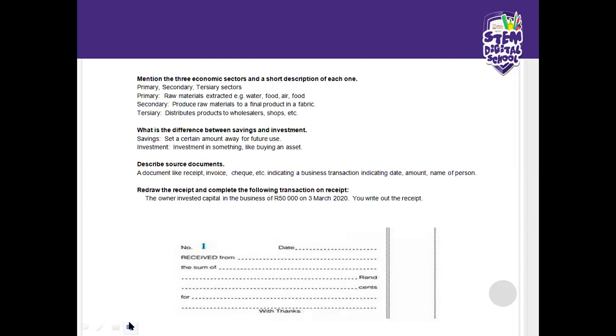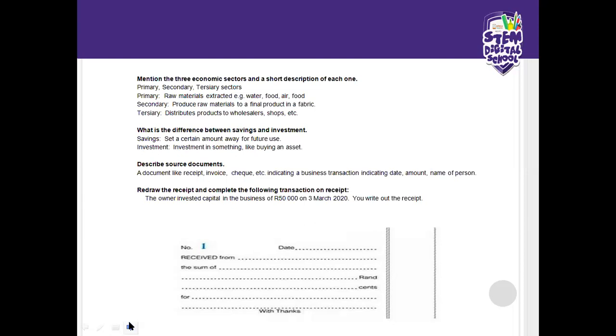Question 2, what is the difference between savings and investment? That is going to be 1 mark each. So savings is setting a certain amount away for future use, so you don't touch it. So there's 1 mark. And investment is buying something, for instance, an asset like a vehicle or a house, etc. Another mark there.